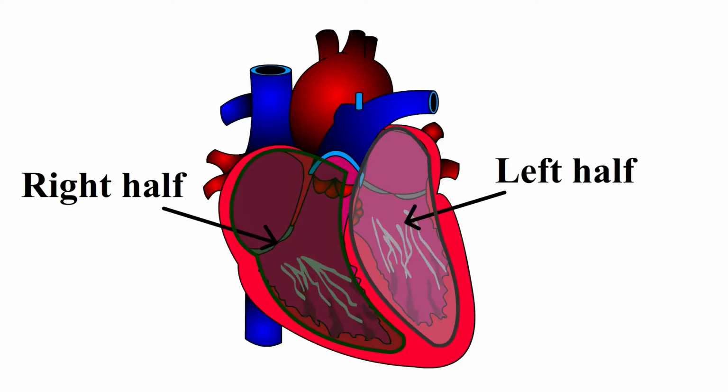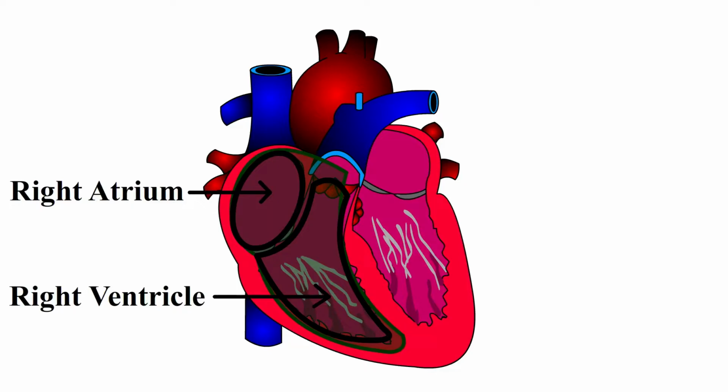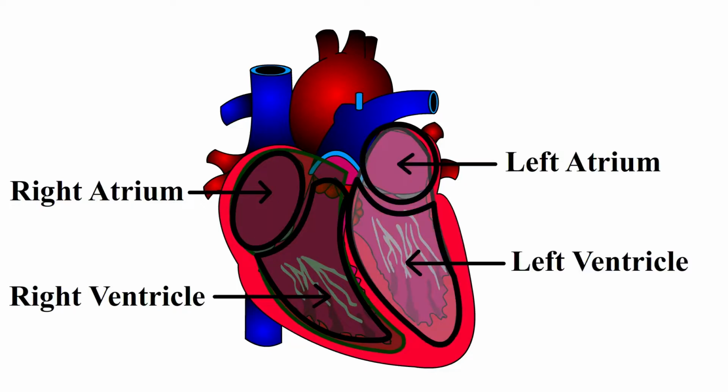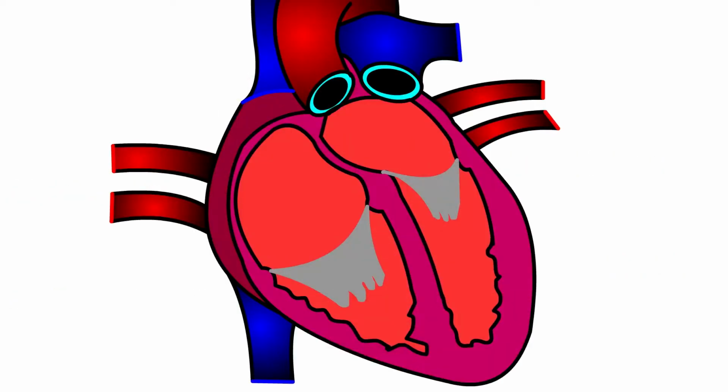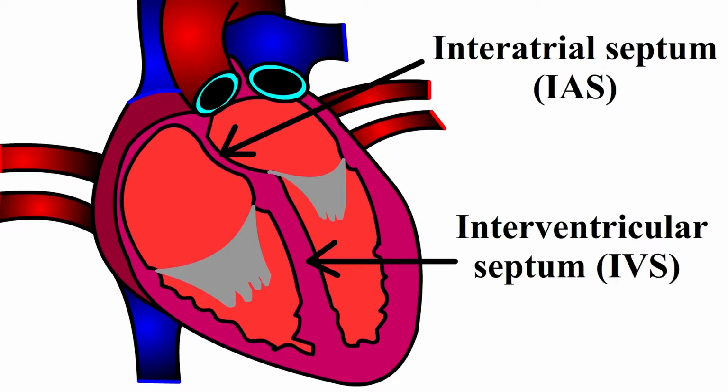The heart is a hollow muscular organ which is separated into two halves and four chambers by the septa. The left side has left atrium and left ventricle, and the right side has right atrium and right ventricle. The blood is prevented from mixing among these halves by the interatrial and interventricular septa.